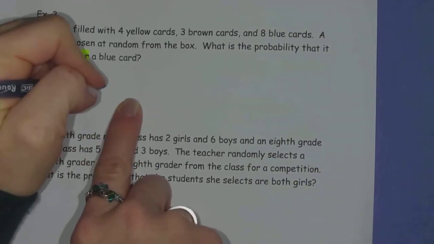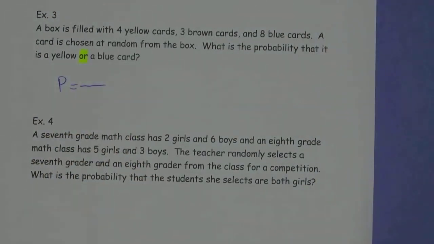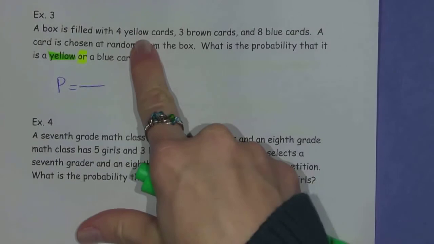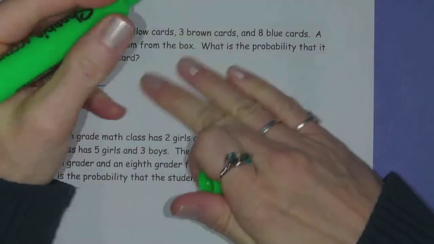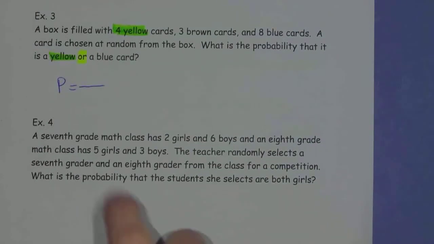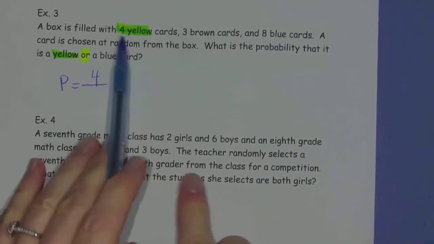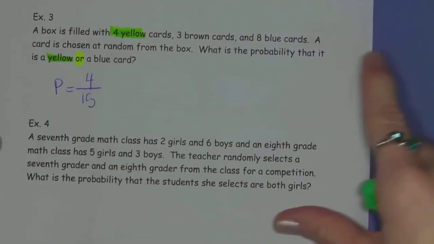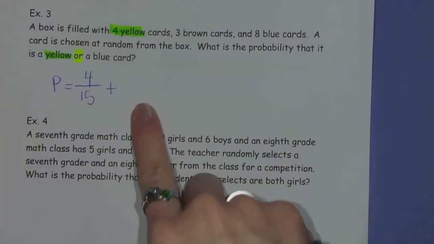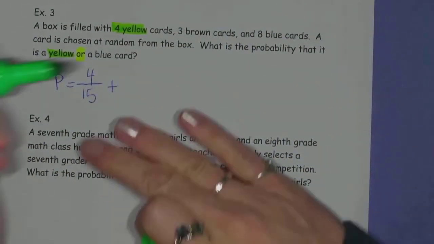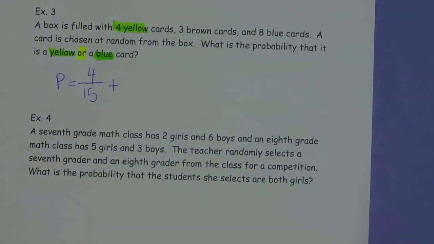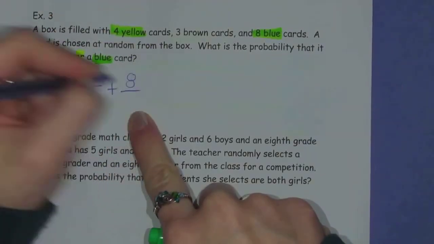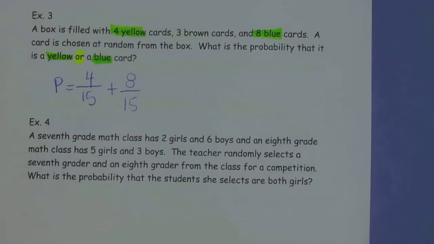Okay, so favorable over total. So yellow is favorable. So let's figure out how many yellow we have. 4 yellow. So 4 will be the numerator, out of how many total? Well, 4 plus 3 is 7, plus 8 is 15 total cards. Now we're going to add that to the likelihood of the blue card. So favorable is however many blue we have, and we have 8 blue. So 8 out of 15.